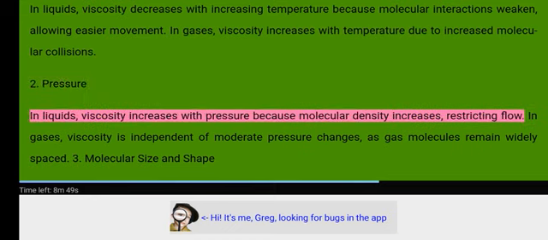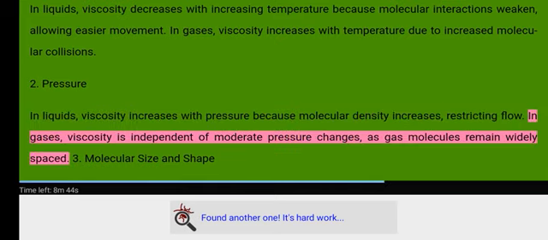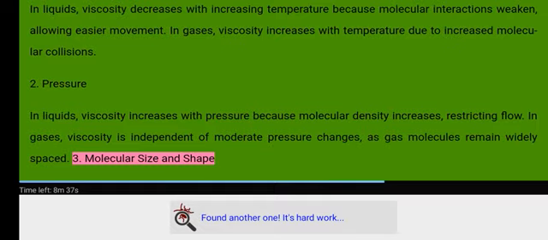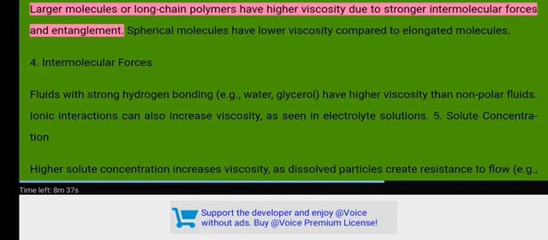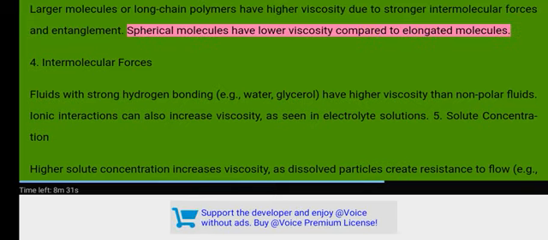2. Pressure. In liquids, viscosity increases with pressure because molecular density increases, restricting flow. In gases, viscosity is independent of moderate pressure changes, as gas molecules remain widely spaced. 3. Molecular size and shape. Larger molecules or long-chain polymers have higher viscosity due to stronger intermolecular forces and entanglement. Spherical molecules have lower viscosity compared to elongated molecules.